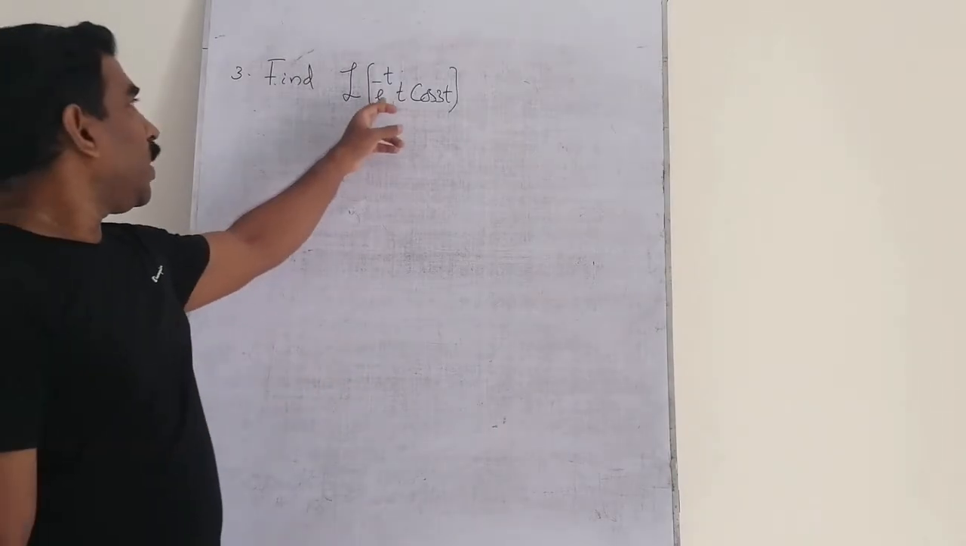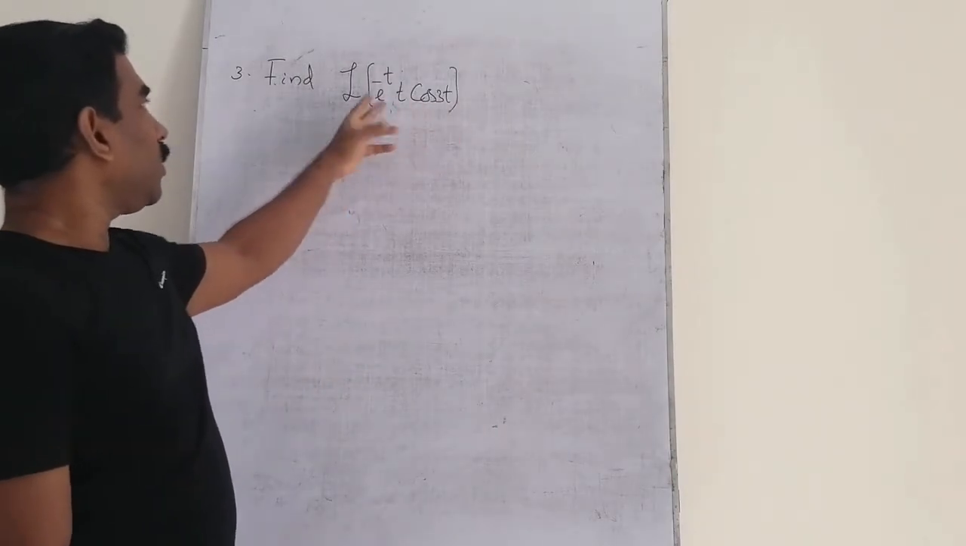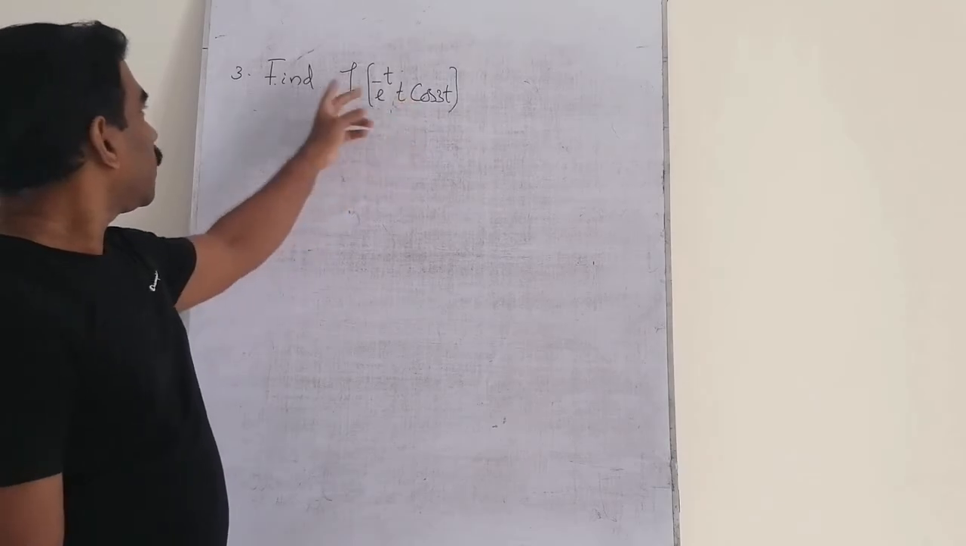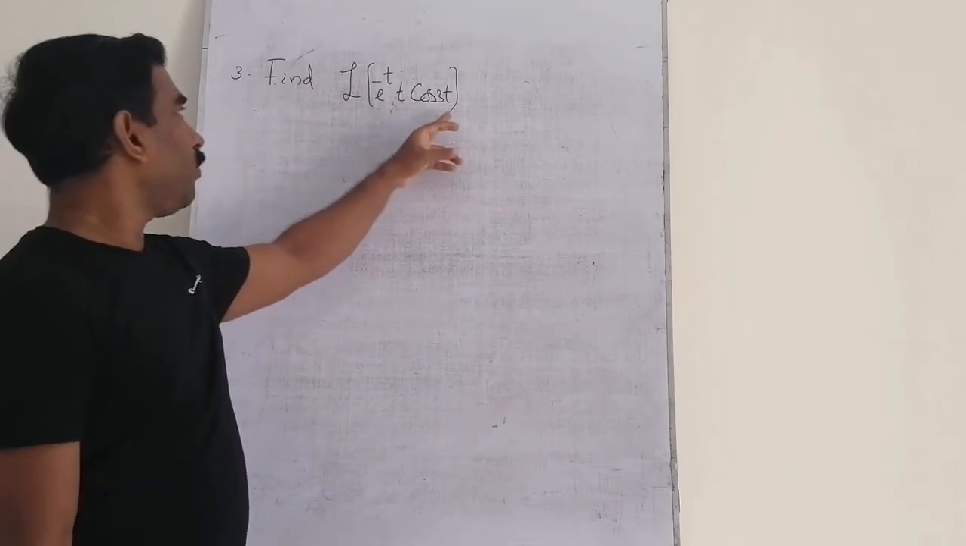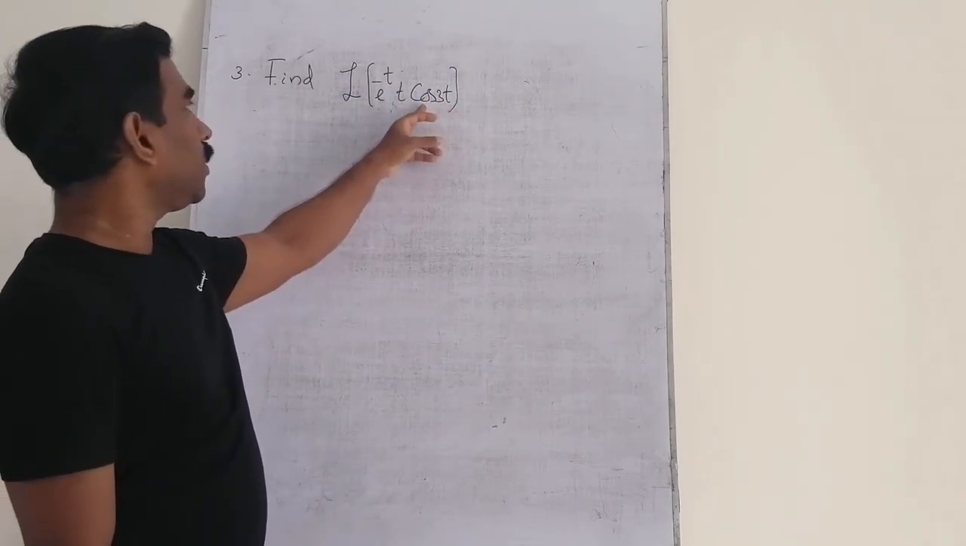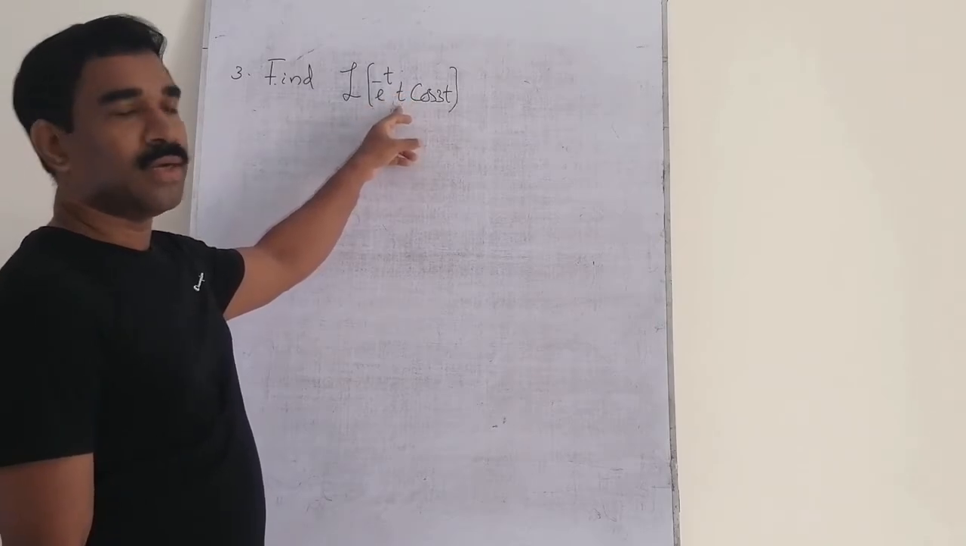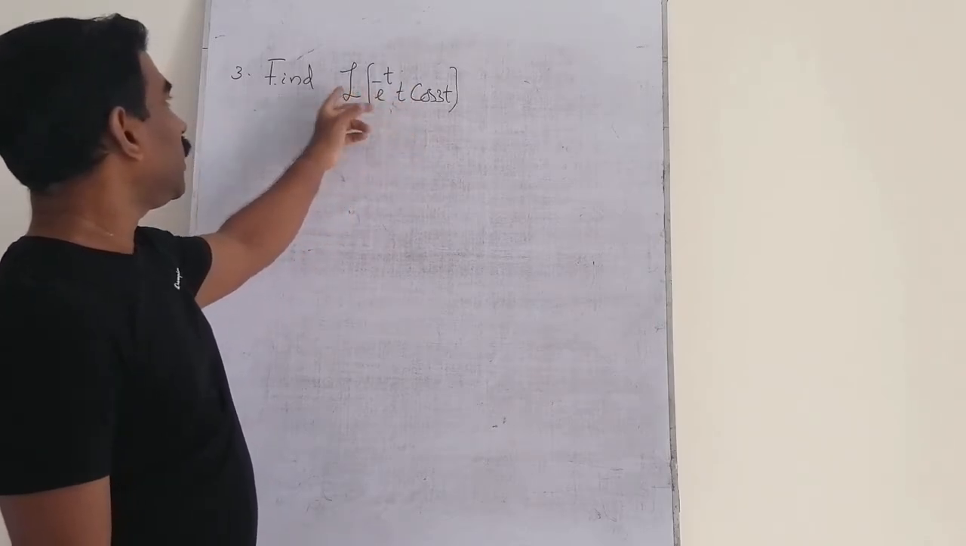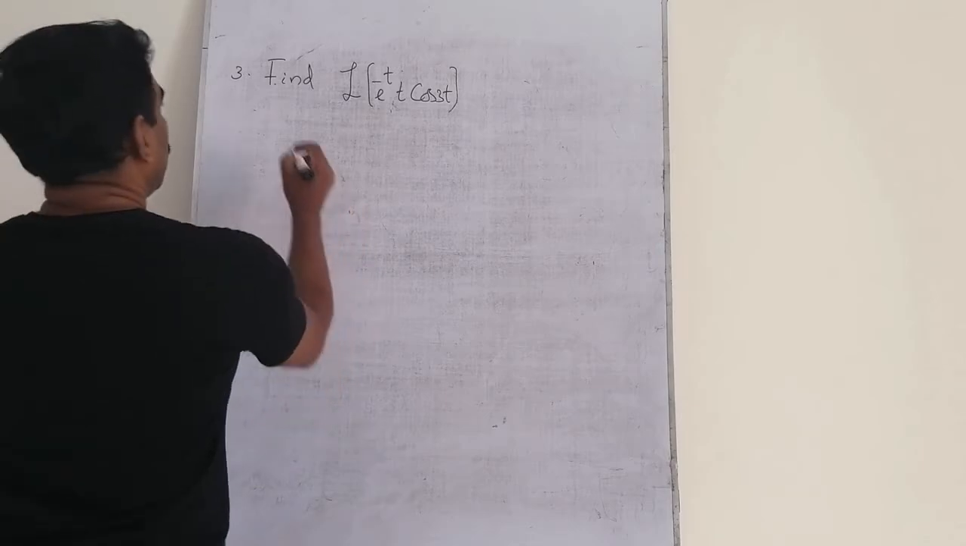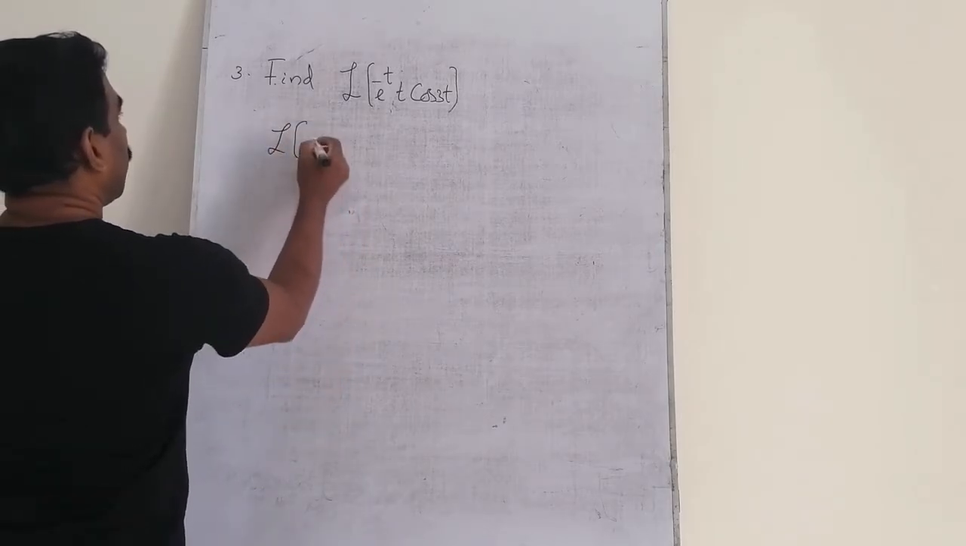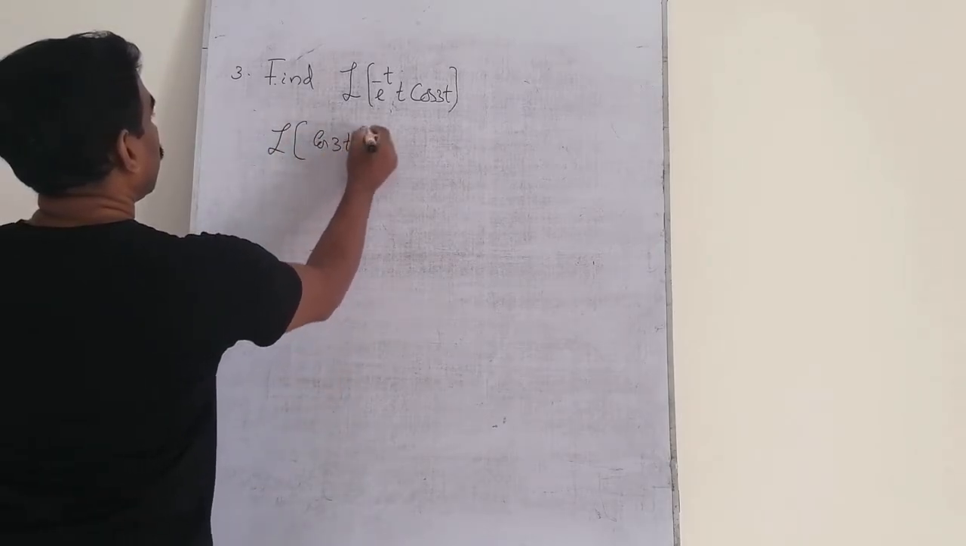Laplace transform of e^(-t) t cos 3t. Here we have three functions. We can solve this problem in three steps. First we compute the Laplace transform of cos 3t, then apply the property multiplication by t, then finally apply the shifting theorem. So first, Laplace transform of cos 3t.